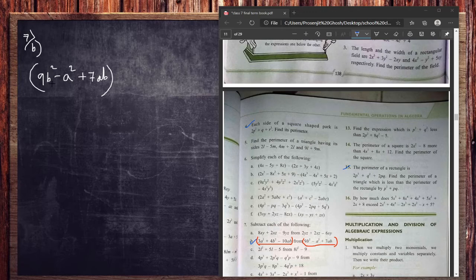So after 'from', this term is given to us and we just place that first. After that, you have to put the subtraction sign because we are doing subtraction, and then the first term given to you, that is 3a square 4b square minus 10ab. So we got the full idea or full thing over here.